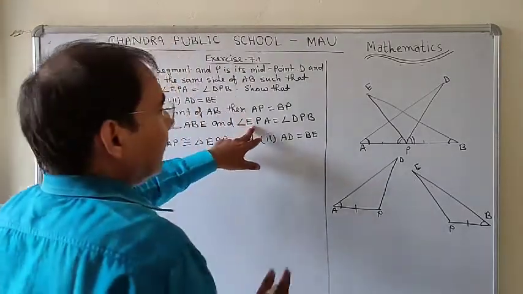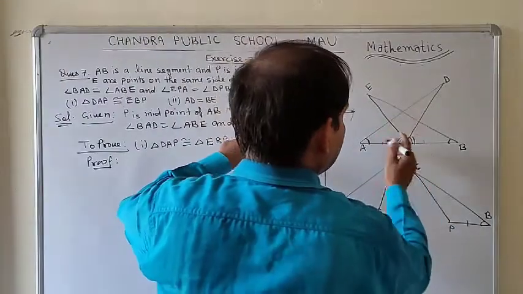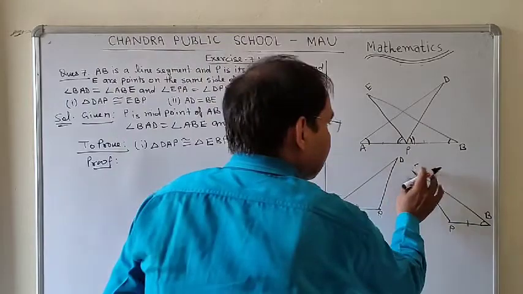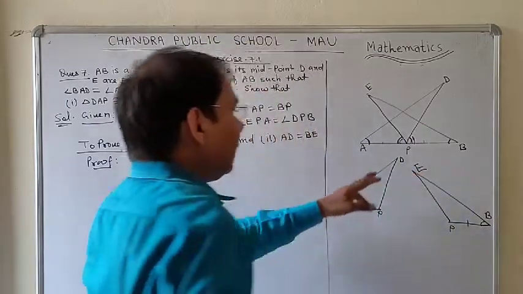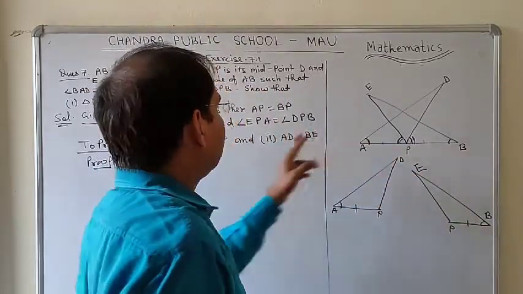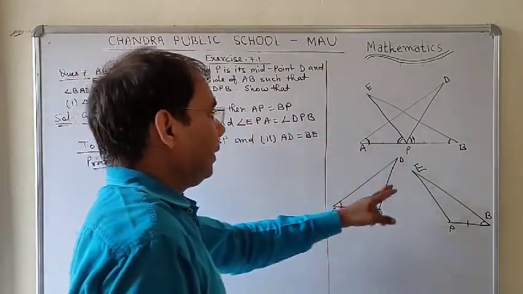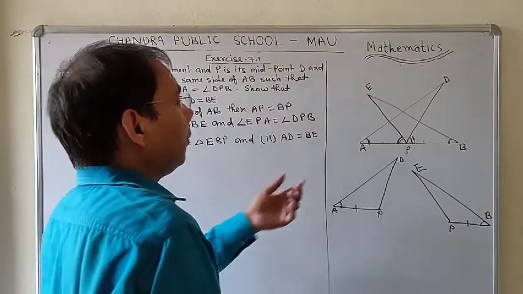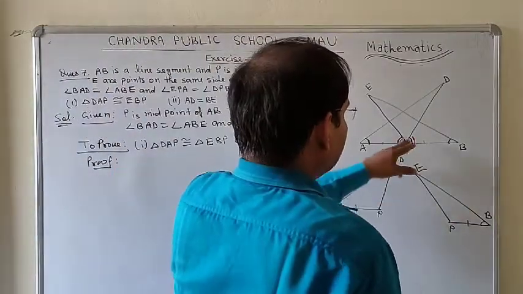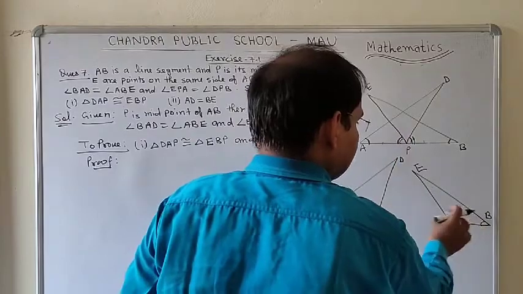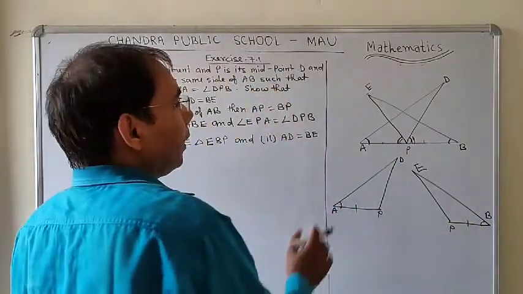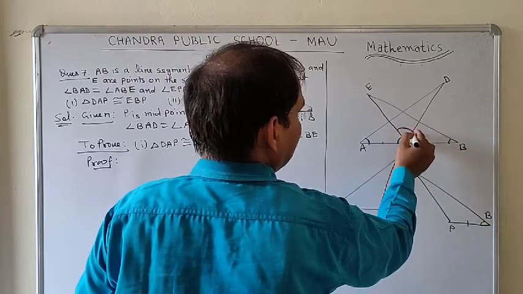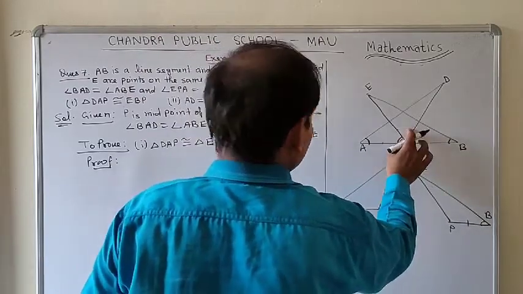Now here it is given that angle EPA equals angle DPB, but in the diagram, in both the triangles, you are not able to get angle EPA and angle DPB. So first you need to show that this angle and this angle are equal. If these two are equal, and I add this angle in both, then again both will be equal.